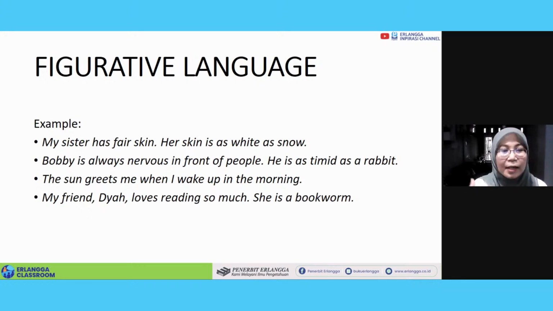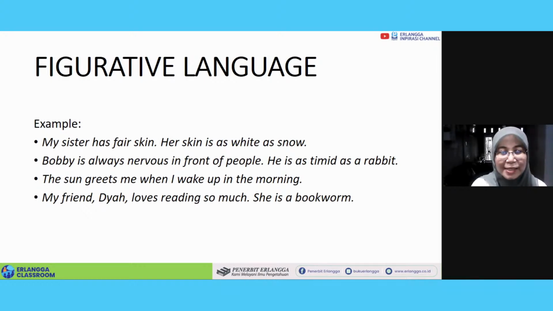Next, my friend Dia loves reading so much. She is a bookworm. Cacing buku. Ini maksudnya penyuka buku gitu ya. Kutu buku kalau di Indonesia ya. Kalau bahasa Inggrisnya bookworm. Oke, itu juga figurative language.